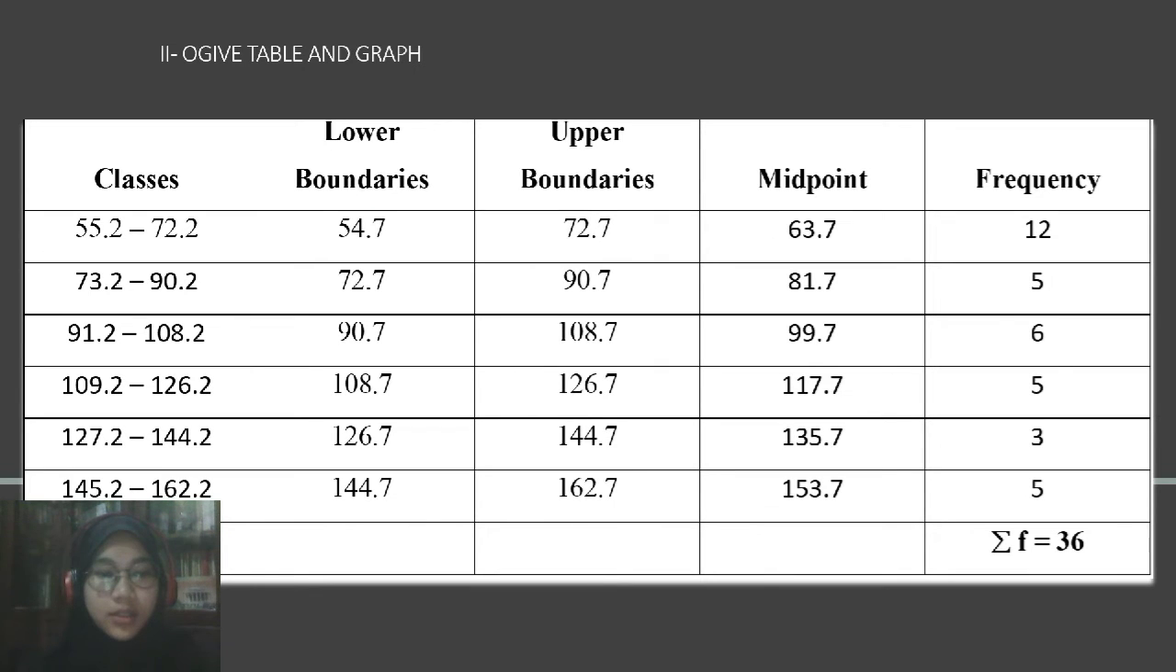Next, this is the Ogive table. An Ogive chart is a curve of the cumulative frequency distribution or cumulative relative frequency distribution.